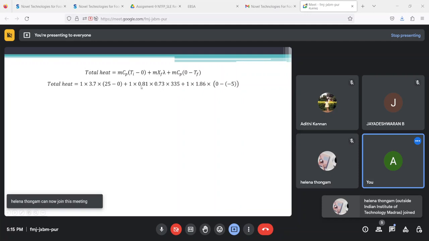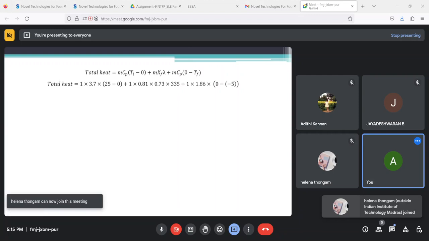Out of 81%, 27% cannot be frozen. So the rest, 73%, can be frozen. So 0.81 into 0.73 is your xf. And lambda is given as 335 kilojoule per kg. Then you have the third process, which is 1 kg of raspberries into 1.86, which is your Cp below the freezing point. And then you have 0 degrees minus Tf, which is your minus 5 degrees. These are the three processes involved.